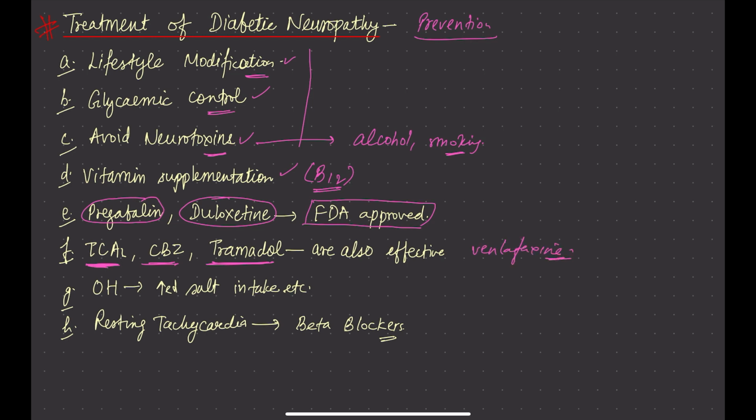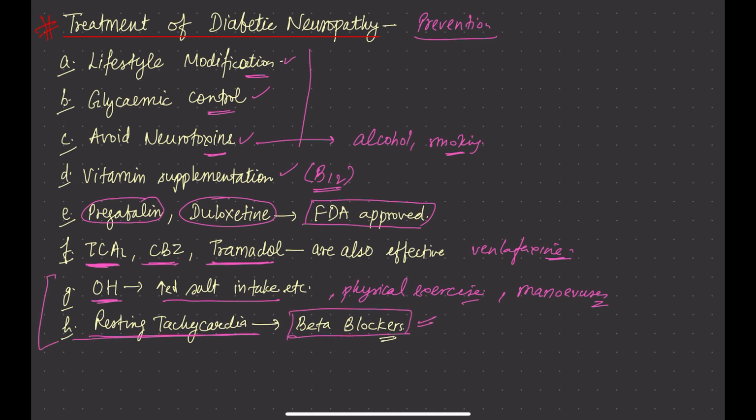Right. How to treat orthostatic hypotension? As it is treated in other causes of orthostatic hypotension: increased salt intake, physical exercise, right? Then non-pharmacological maneuvers. How to treat resting tachycardia? With the help of beta blockers. So these are symptomatic kinds of treatments. Otherwise, for pain, we have these FDA approved and non-FDA approved drugs.